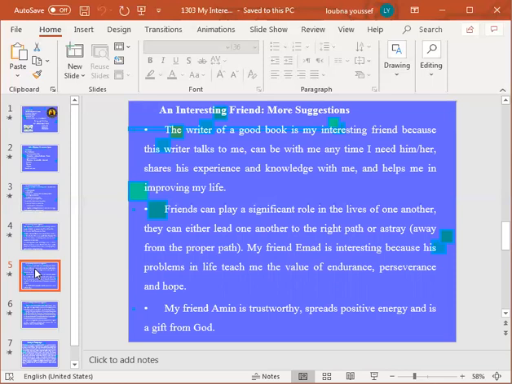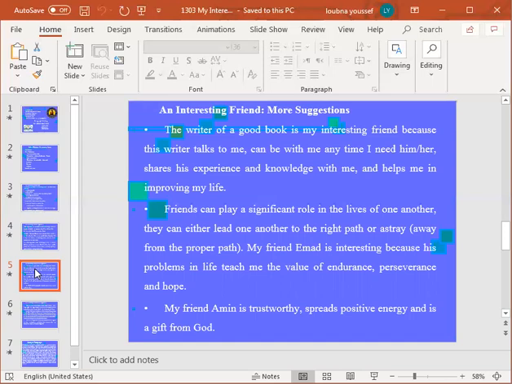So this interesting book and the writer of this book has experience and knowledge that they impart, that they give to the reader. And therefore, this person, from the point of view of this writer, is regarded as a friend and helps me in improving my life. Let's count again. The writer talks to me. Number 1, can help me anytime. Number 2, shares his experience and knowledge. Number 3, helps me in improving my life.